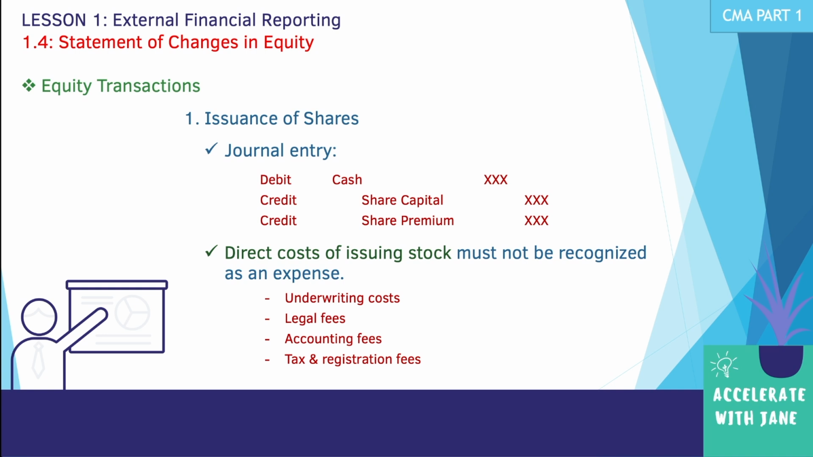So what are these direct costs? First, we have underwriting costs. Second, legal fees. Third, accounting fees. Fourth, tax and registration fees.